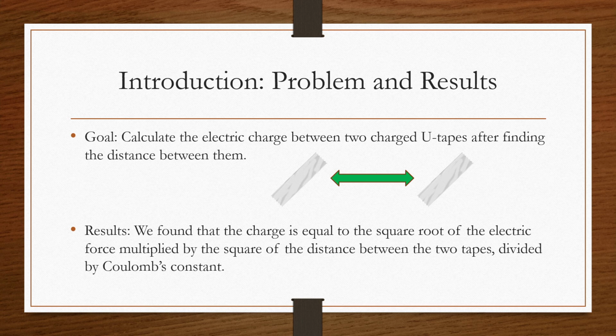Now, the goal of this experiment was to determine the charge of a charged tape, known as a U-tape, using the electric force and gravitational force formulas. After applying these formulas, I found that the charge of the tape is equal to the square root of the electric force multiplied by the square of the distance between the two tapes divided by Coulomb's constant.